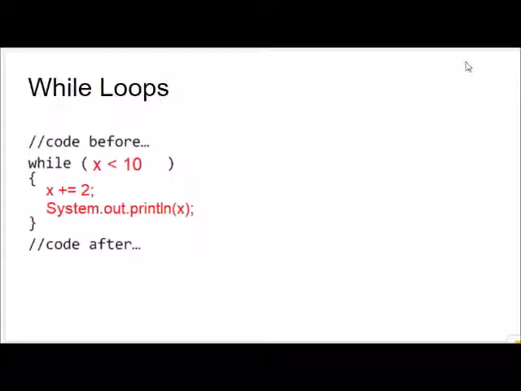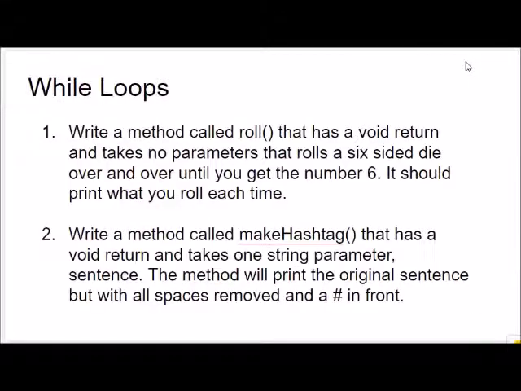So now if x started at like -1,000,000, then this would loop a lot of times, about 500,000 times, because it would take a while for x to increment over 10 if it started at -1,000,000. So now let's do some more involved examples.